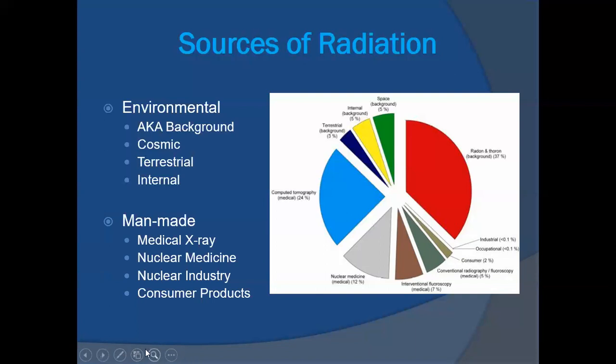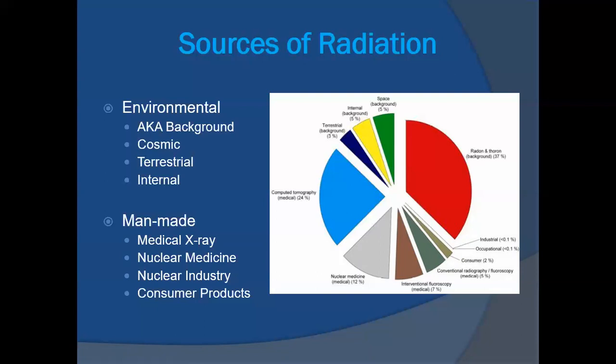And if we look at this, the largest piece of the pie is CT. CT accounts for 24% of exposure to the general population in the United States. Now, this data was published, I think, in 2006. Since that time, CT has made great strides in reducing dose. So I think it will be interesting to see what percentage it accounts for the next time the data is published.